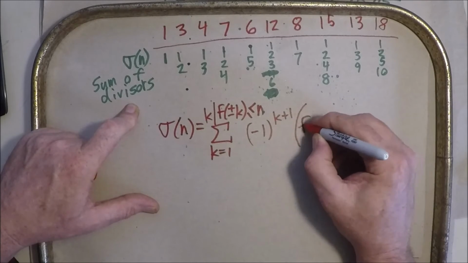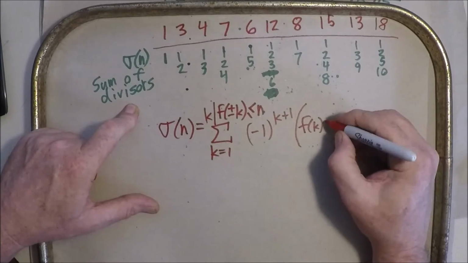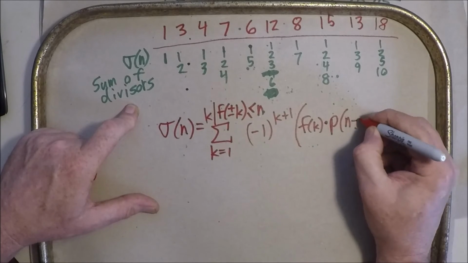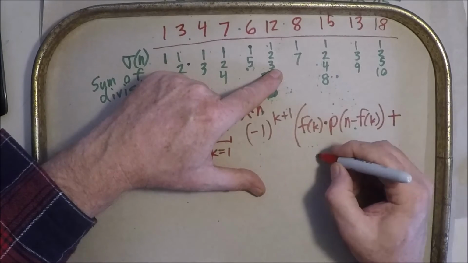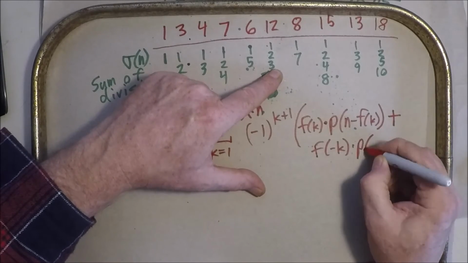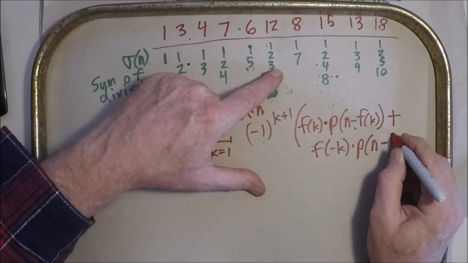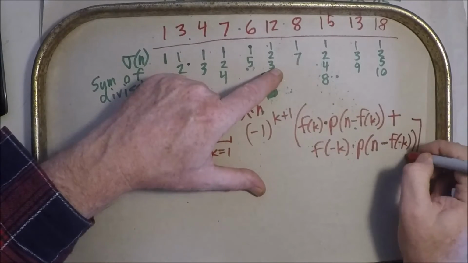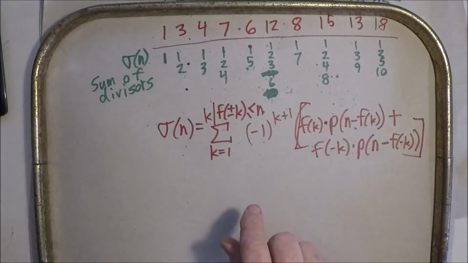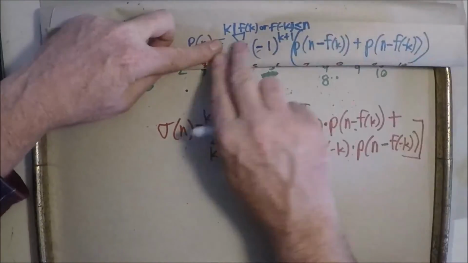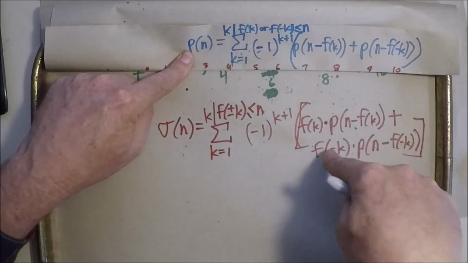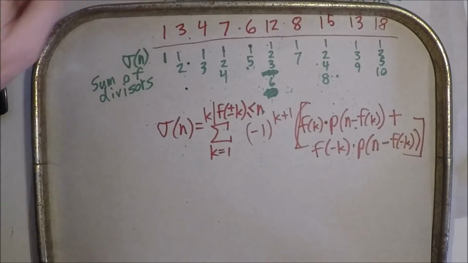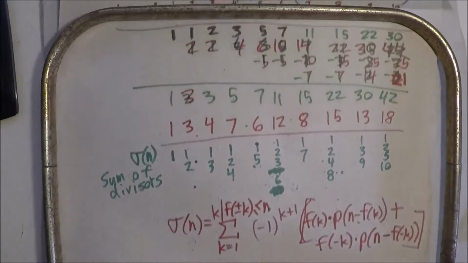So we have f of k times p of n minus f of k, plus f of negative k times partitions of n minus f of negative k. So it is exactly the same thing. All we're doing is inserting this factor in front here. And so we have this recurrence, which Euler also proved. And there are two more.